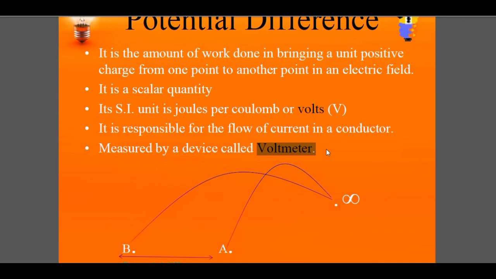Now we have understood the current and the potential difference. We know that potential difference is the reason current starts flowing. In the next video we will discuss how potential difference and current are related to each other, and which law defines them. Thank you.